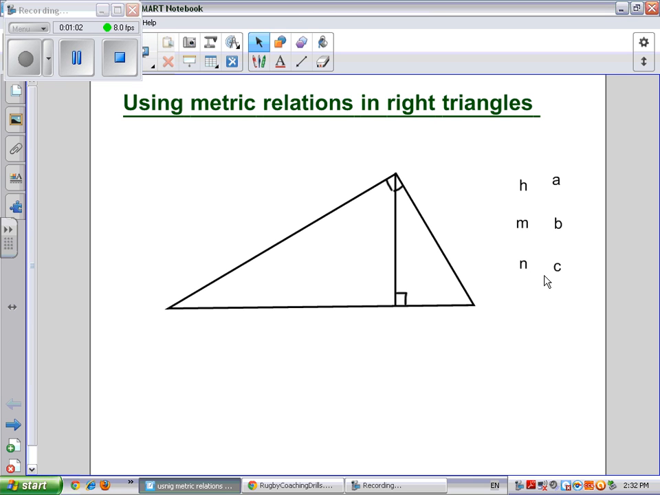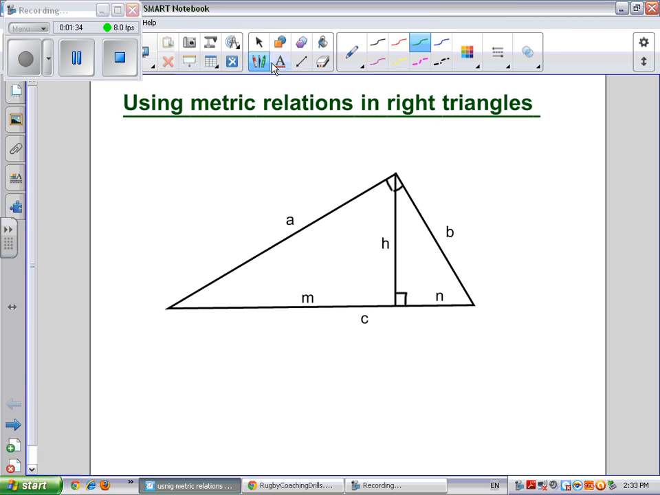So, welcome back. What you did was place these letters, so I'm going to place them for you. The altitude is always the easiest one to place. And as you're going through this, hopefully you get some consolidation in class that some of these letters can be placed in different places, and it doesn't matter. But in order to write the metric relations down, we have to have these letters in place.